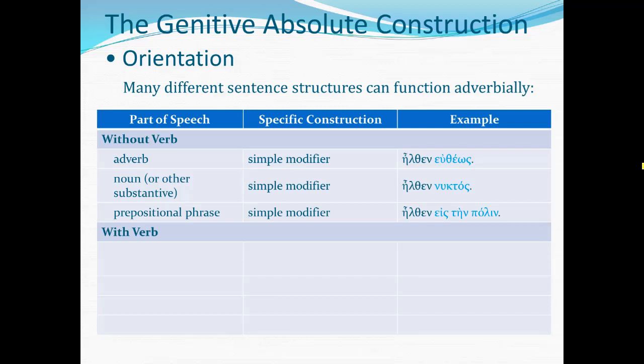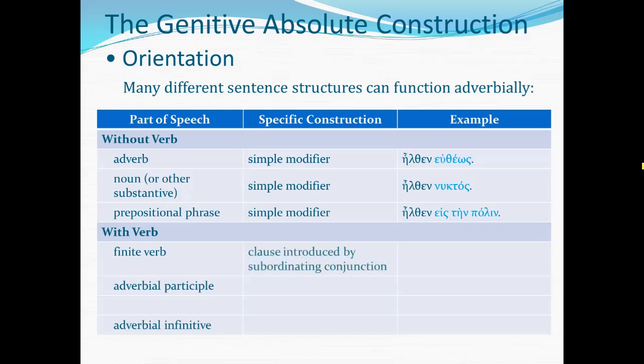All right, some adverbial constructions do have a verb. You could have a finite verb. That's a verb with person and number. You could have an adverbial participle, or you could have an adverbial infinitive. An adverbial construction with a finite verb would be a subordinate clause, a clause introduced by a subordinating conjunction. With adverbial participles, we have two kinds, the simple adverbial participle and the genitive absolute participle. And then there are various constructions with the adverbial infinitive.